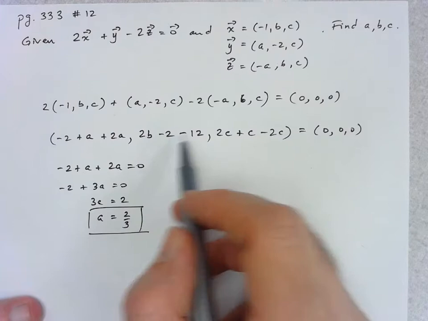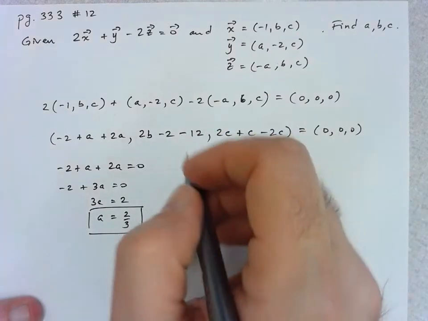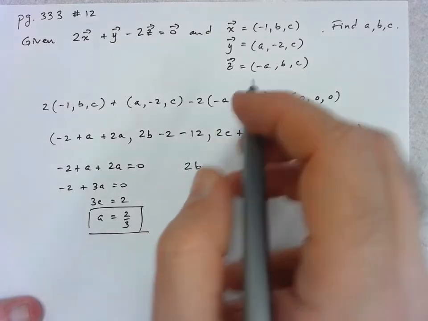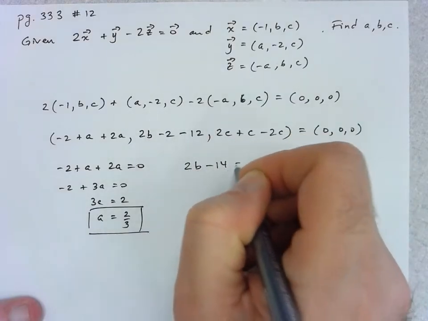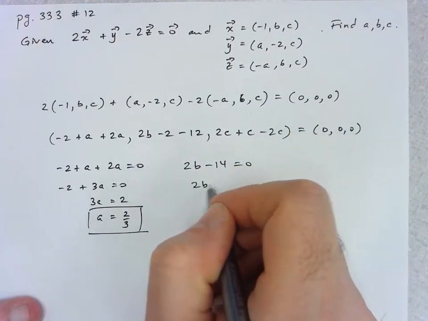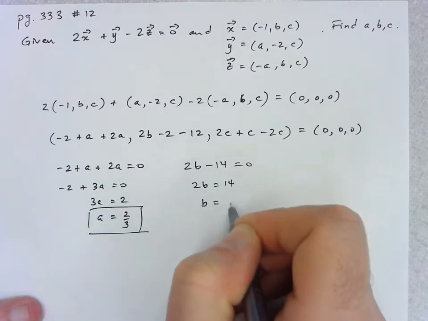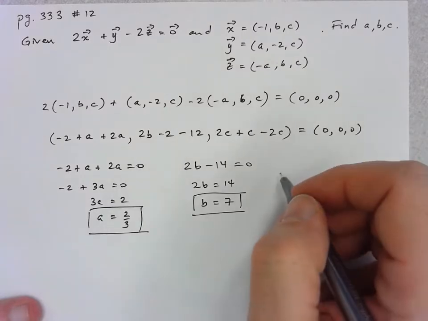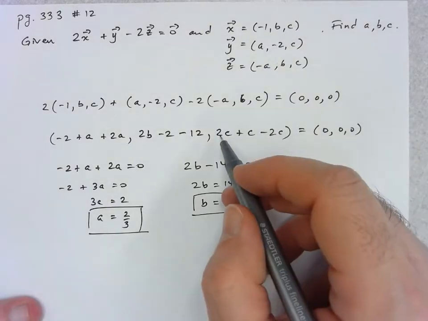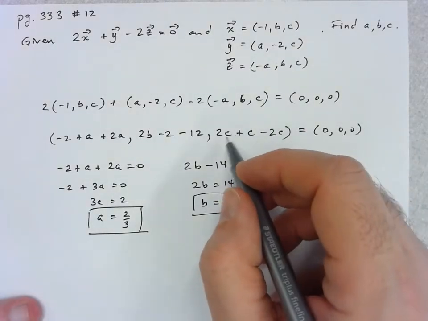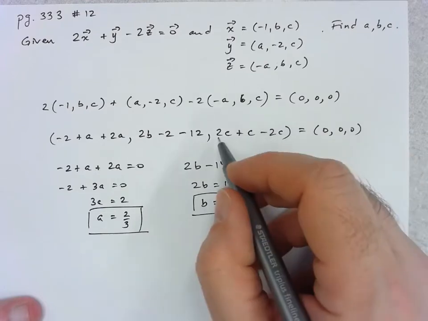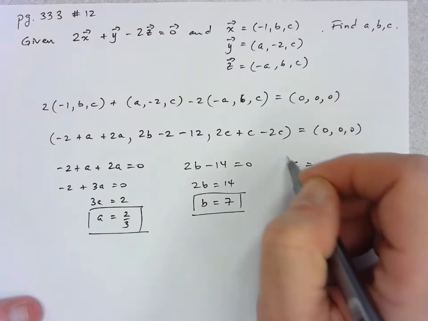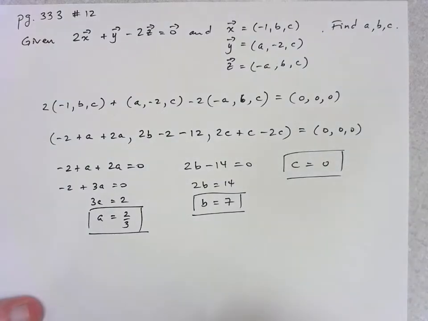Now let's work with the 2 y components being equal. So we've got 2b, negative 2 minus 12 is minus 14 equals 0. So 2b equals 14. b is equal to 7. There's our second component. And lastly, we've got the z's. So here we've got 2c plus c minus 2c. The 2c's just cancel out. I'm just left with c equals 0. And so there you have it. No work to be done.